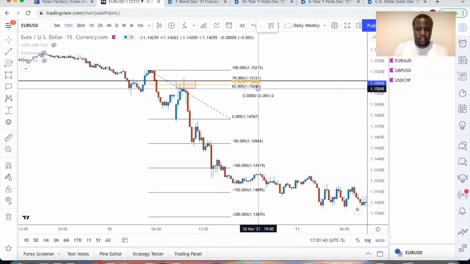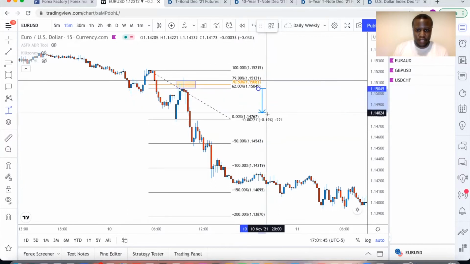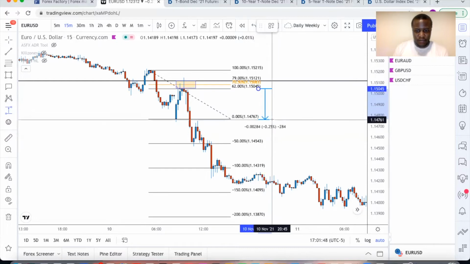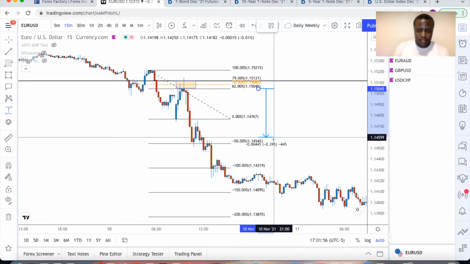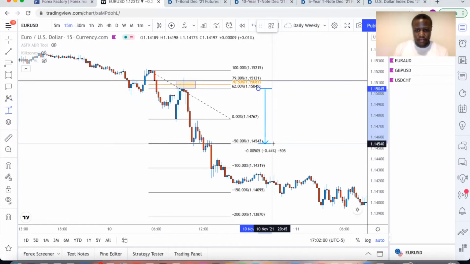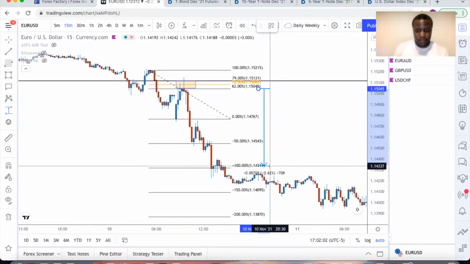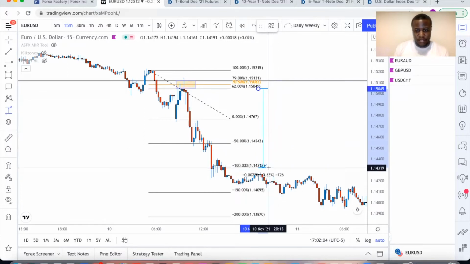So look at this. How many pips already right here? So partial, about 27 pips. Take profit 1, 50 pips. Take profit 2, 72 pips.